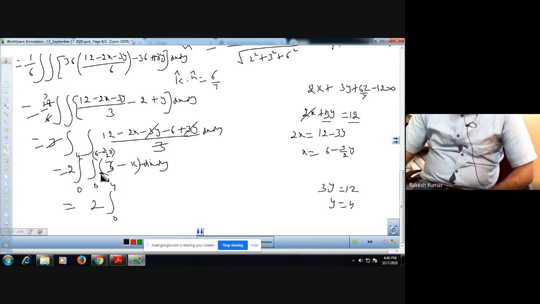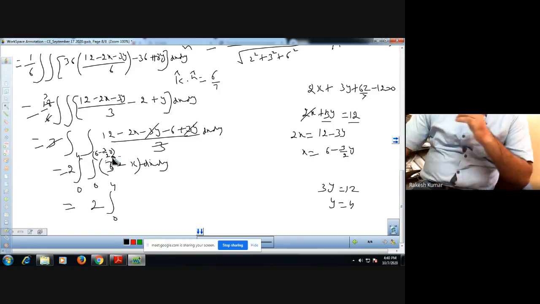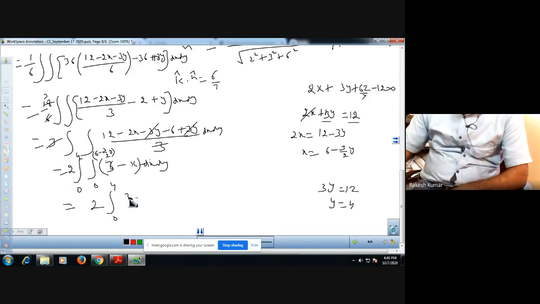So first, the limits of x are in y. Whenever we are taking the limits of one variable in another variable, then you will integrate with that variable first. So we are taking the limits of x in y, so you will integrate with respect to x first. So that is 3x minus x square upon 2, from 0 to 6 minus 3 by 2 y, into 2.